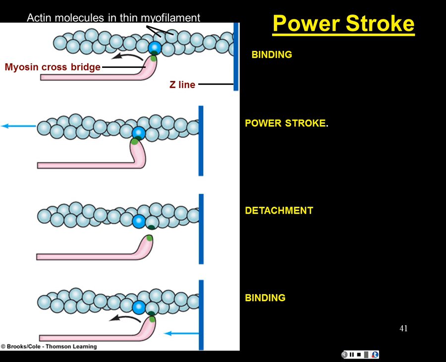So when calcium's available, the thin and the thick filament can bind. So it's just first binding. And then we'll power stroke with the addition of what? What note could we add here? Power stroke with the addition of ATP.